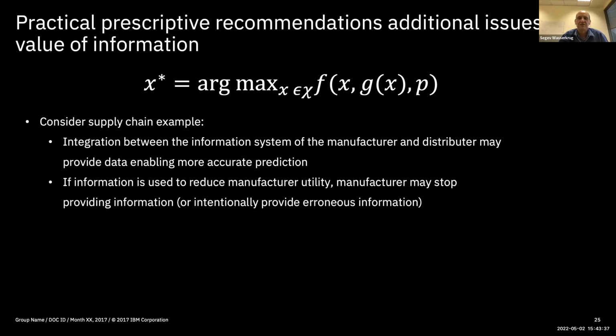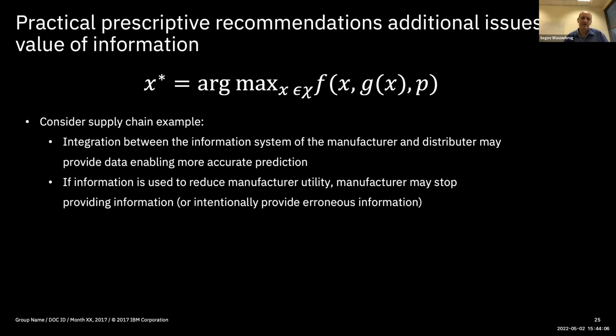What could happen is that if the supplier does that, and the retailer uses that information to reduce the inventory orders, the supplier could decide, okay, I'm going to disconnect my system. I'm not going to provide the information to you anymore. So what's the value of providing that information? That's another, more subtle, challenge.